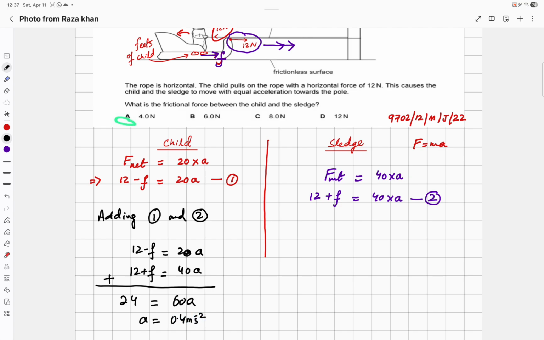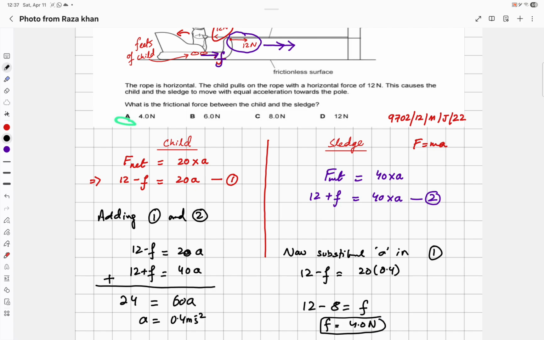This is the acceleration. Now substitute the acceleration in any one of the equations. All right, any equation you can say. So 12 minus F equals 20 into 0.4, and 20 into 0.4 is going to be 8. The force of friction is coming 4.0 Newton. So the option is A.